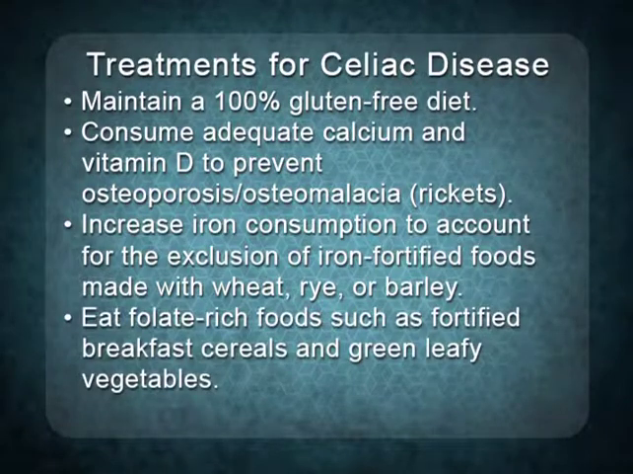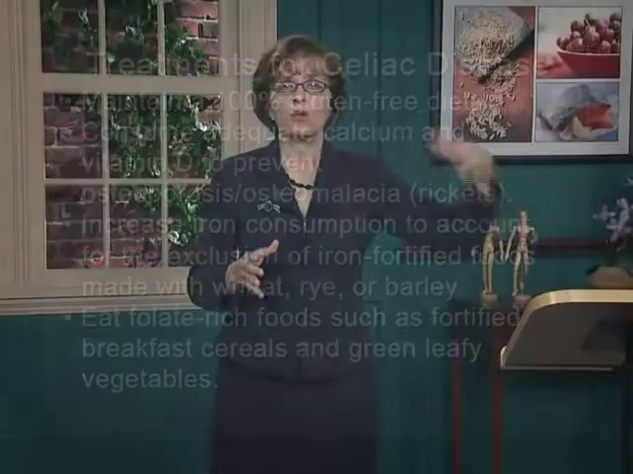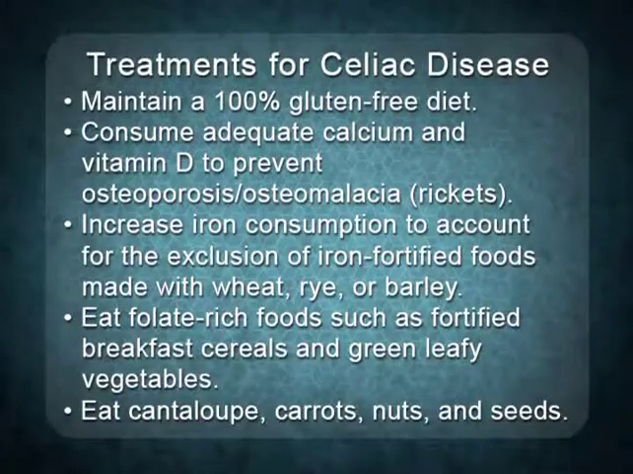Include folate-rich foods such as fortified breakfast cereals, but again, remember, you want to stay away from those that are going to be made from suspect grains. So maybe you want to have a fortified rice breakfast cereal. And again, you could also go to green leafy vegetables as a source of folate-rich foods. Because fatty acid malabsorption can cause a decrease in the absorption of fat-soluble vitamins, focus on foods rich in these nutrients to include cantaloupe, carrots, nuts, and seeds as tolerated.